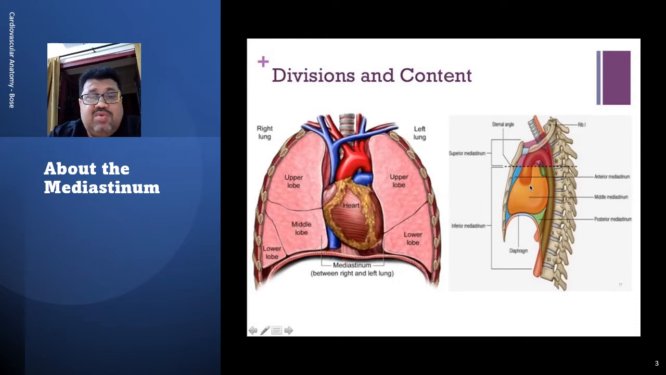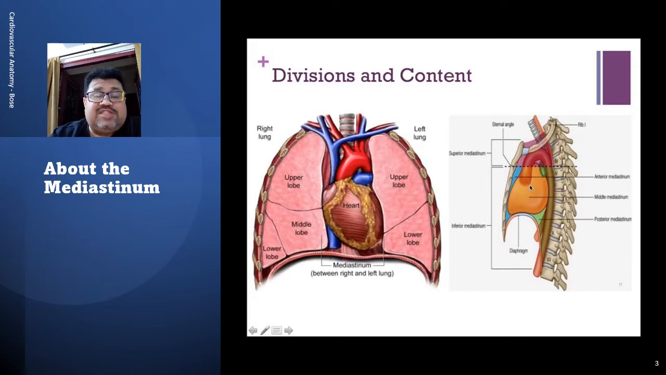It is surrounded by the chest wall anteriorly, the lungs on each side or laterally, and in the back by the spine. The mediastinum is continuous with the loose connective tissue of the neck and extends inferiorly onto the diaphragm on which it is anchored.